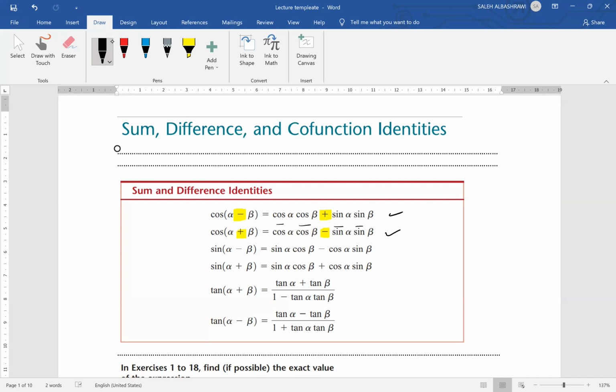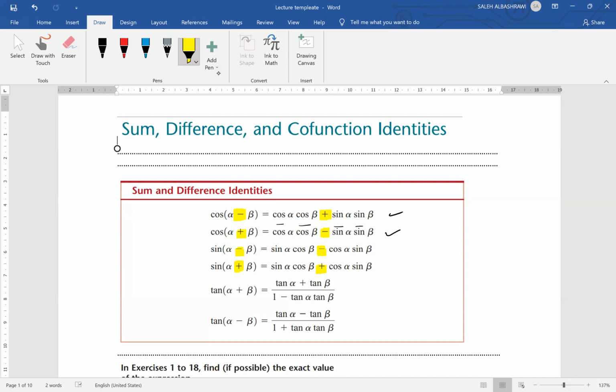But for sine alpha minus beta, it will give me sine alpha cosine beta minus cosine alpha sine beta. The signs are matching: subtracting on the left will be subtracting on the right. And sine alpha plus beta equals sine alpha cosine beta plus cosine alpha sine beta.